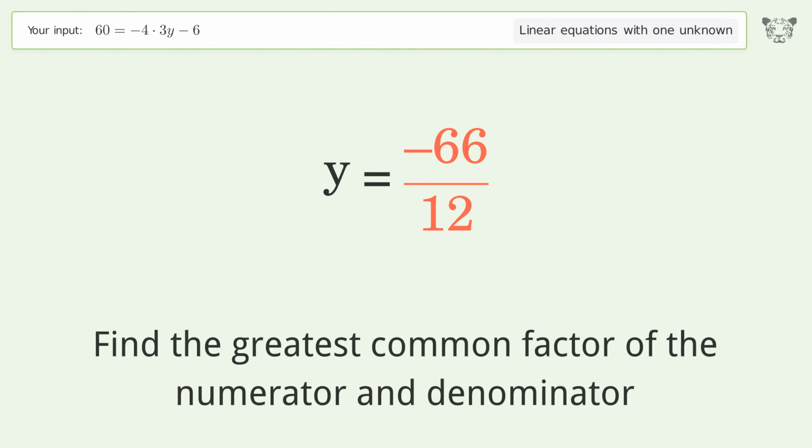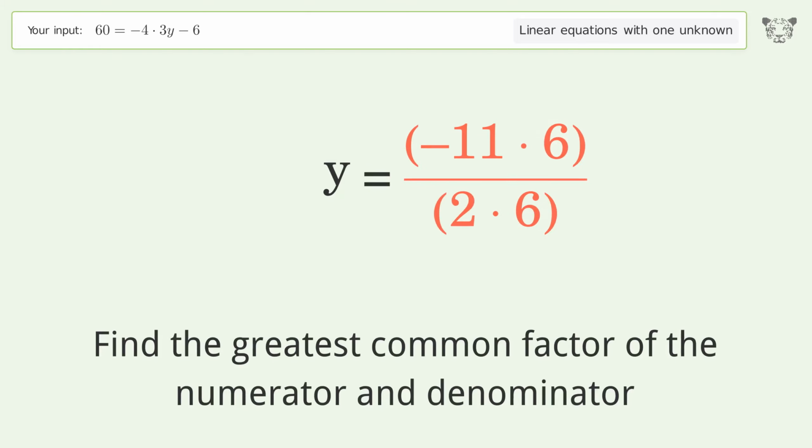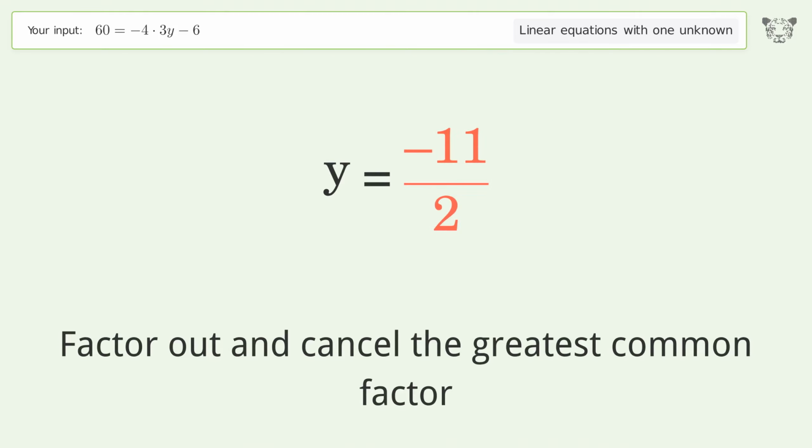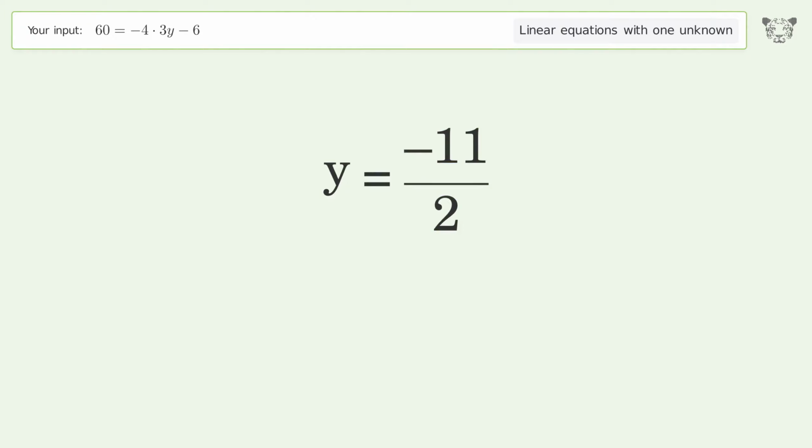Find the greatest common factor of the numerator and denominator. Factor out and cancel the greatest common factor. And so the final result is y equals -11/2.